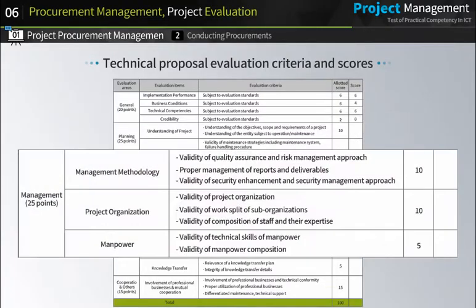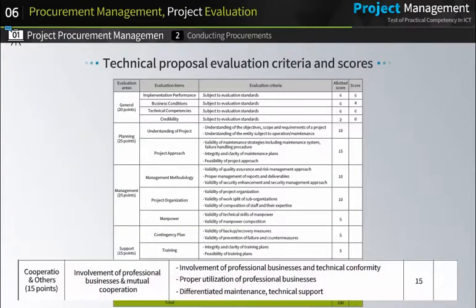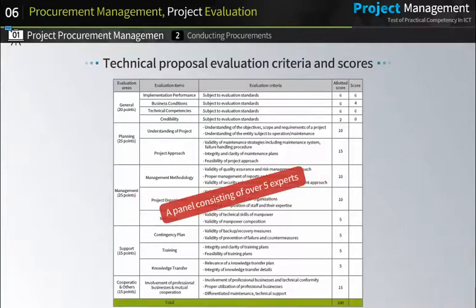The management category evaluates the management methodology of a project, the organization of a project, and manpower. The support category evaluates a contingency plan, training, and knowledge transfer. Lastly, the corporation and others category evaluates the involvement of professional businesses and mutual cooperation. With regard to the above-mentioned categories, a panel consisting of more than 5 experts evaluates each potential seller.